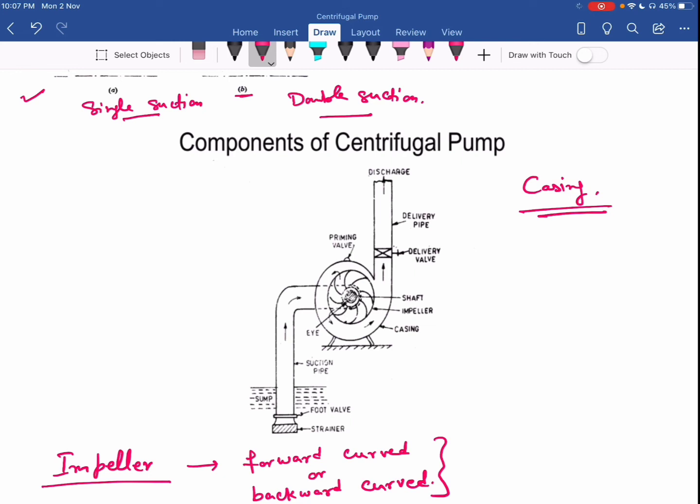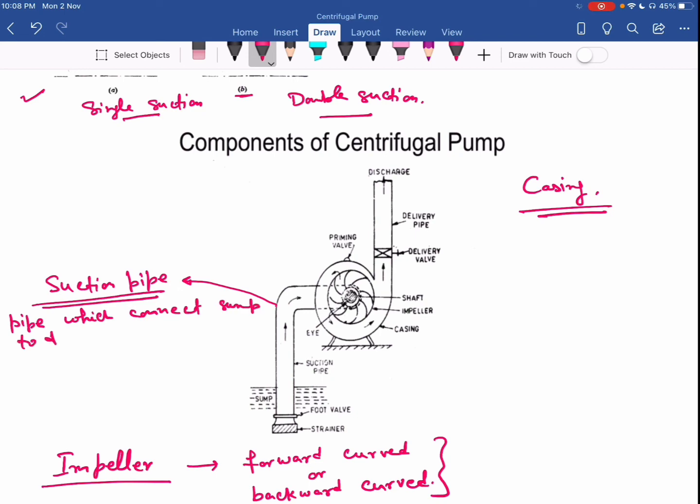Then another component is the suction pipe. So this is the suction pipe. This is a pipe which connects the sump to the impeller. You can see its lower end is dipped into the sump and its upper end is connected at the eye of the impeller.